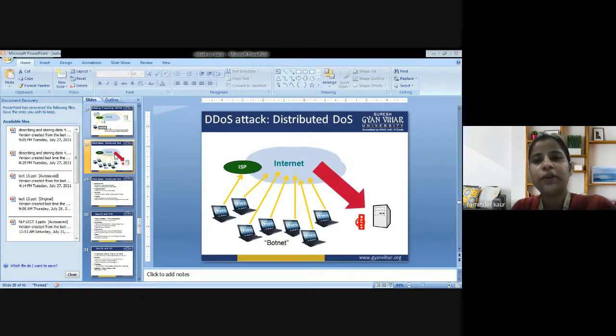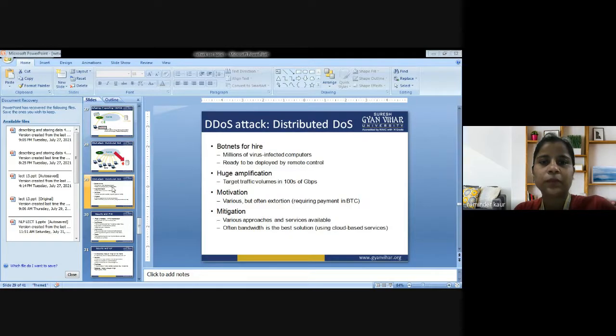Next is distributed attack, the botnet. We have discussed botnets. This is the internet service provider, and this is the internet in which it is hacking the server. So this is the distributed attack. Botnets for hire: millions of virus-infected computers ready to be deployed by remote control.